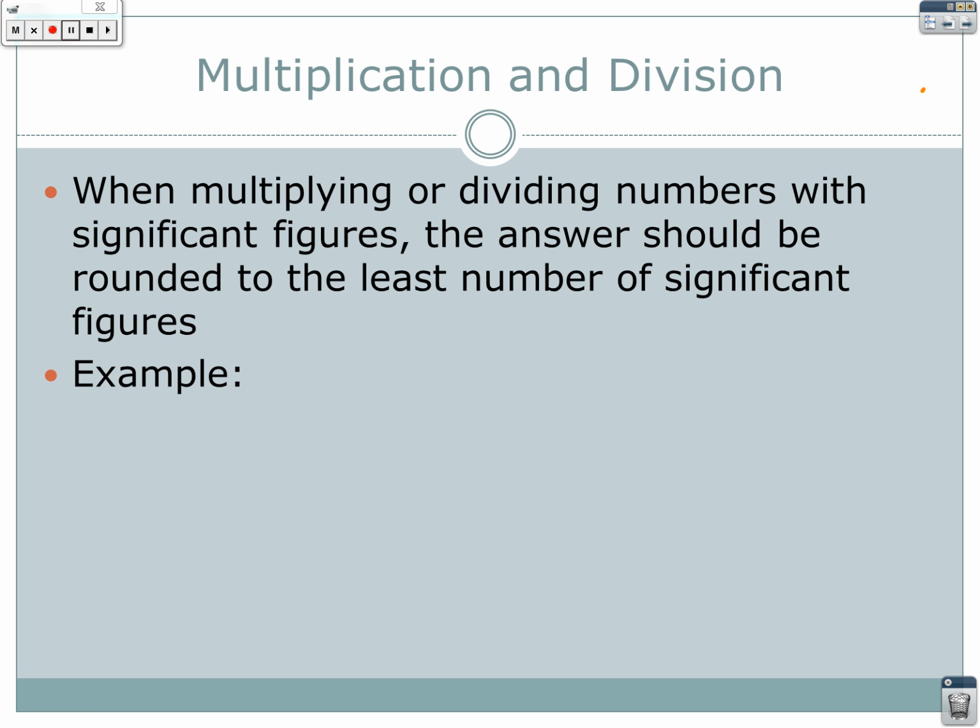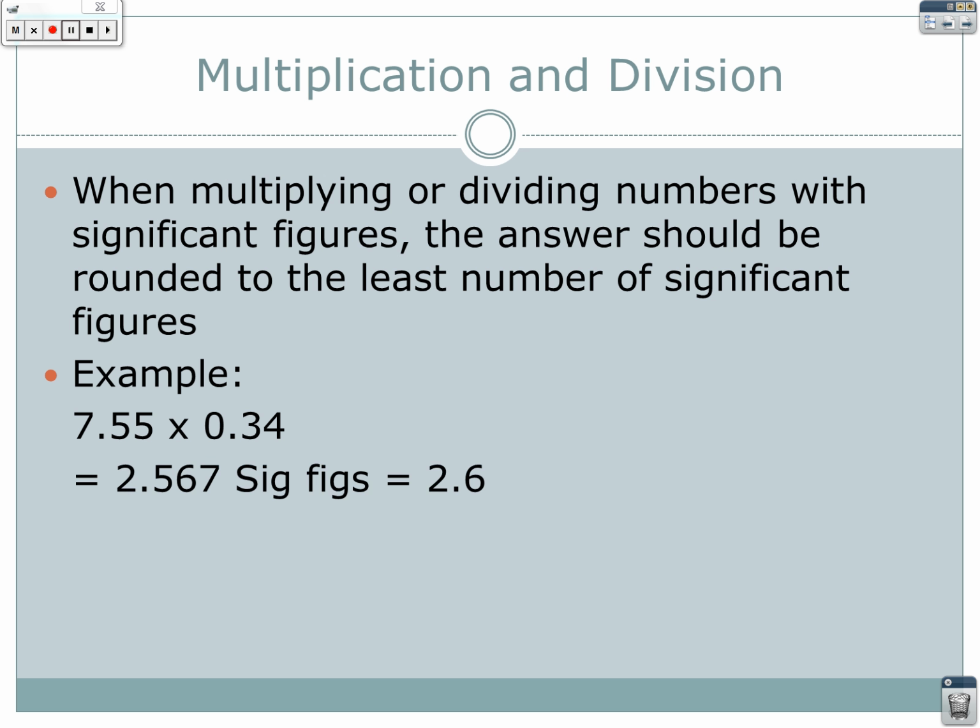Multiplication and division. When multiplying and dividing numbers with sig figs, the answer should be rounded to the least number of significant figures. This has nothing to do with decimal places, and instead this time works on sig figs. So I would like you to look at these two examples. 7.55 times 0.34. Take out your calculators, do that. And pause the video. Alrighty, so that is 2.567.